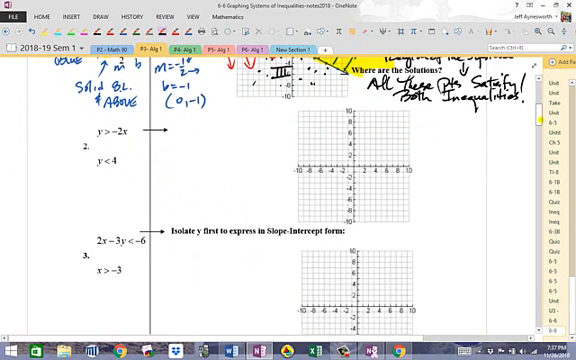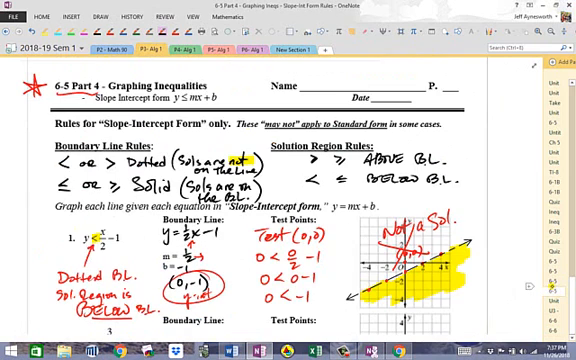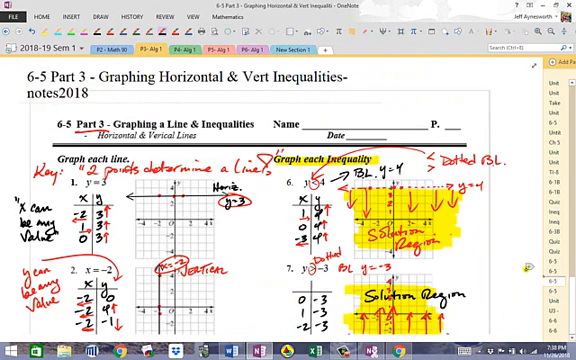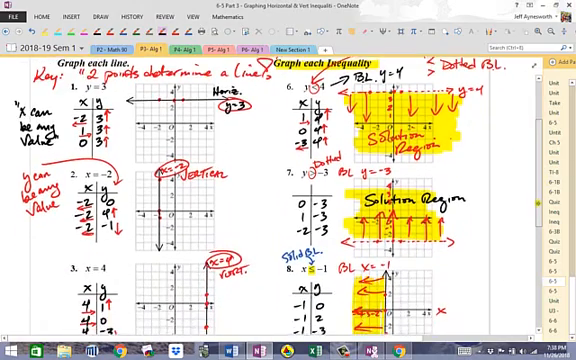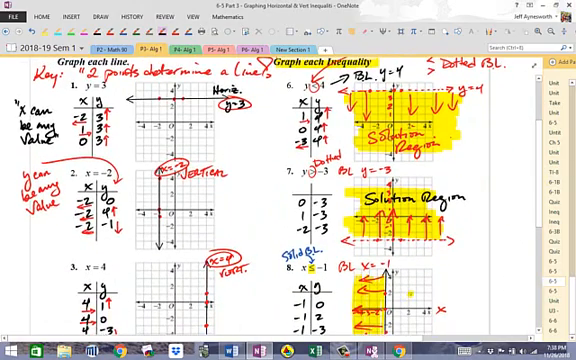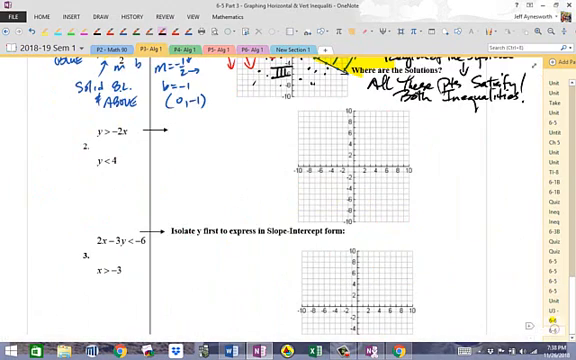Now the only thing you need to do is get some experience, get good. You have to know which lines have slope, which ones don't, which have horizontal or vertical boundary lines. You've got to get used to that. That is why you should have part 3 of 6.5, because this is where we graph horizontal and vertical boundary lines. Look at all the examples that we have here. Use that to your advantage.